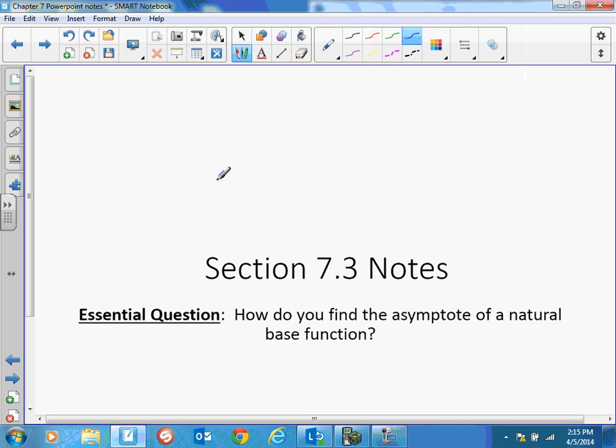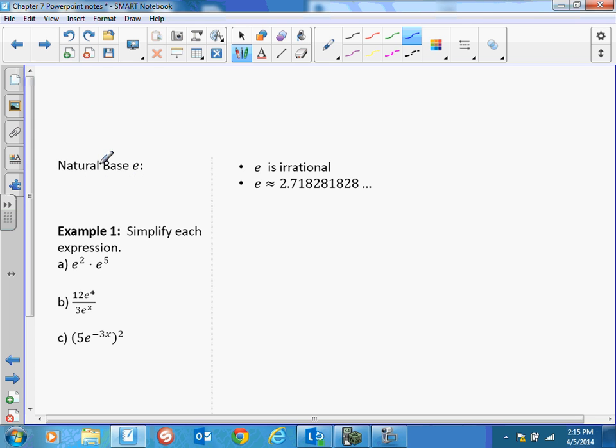All right, section 7.3 notes. How do you find the isotope of a natural base function? Okay. Natural base is e. The main use for it is using compound continuous functions.